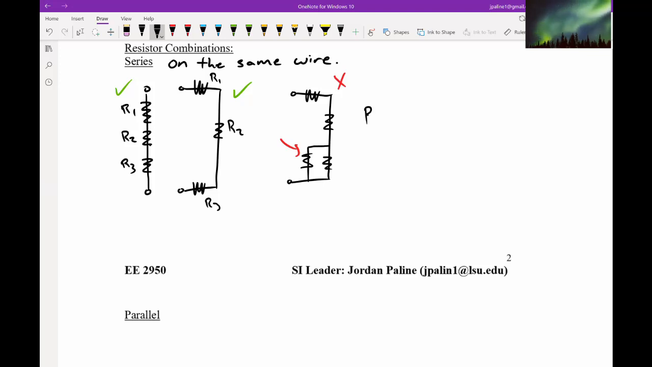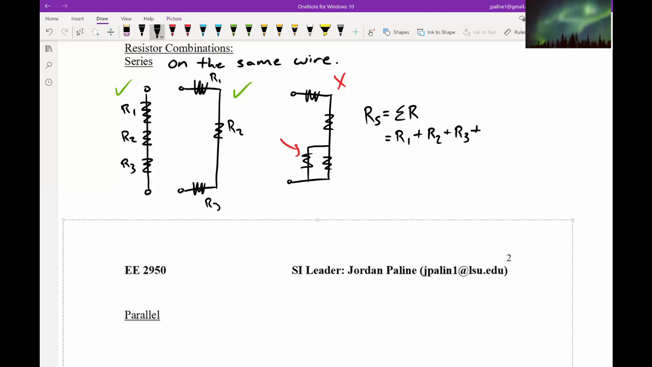So our series equation is going to be the sum of the resistors on the wire, which is just equal to R1 plus R2 plus R3 plus dot dot dot, however many you have.